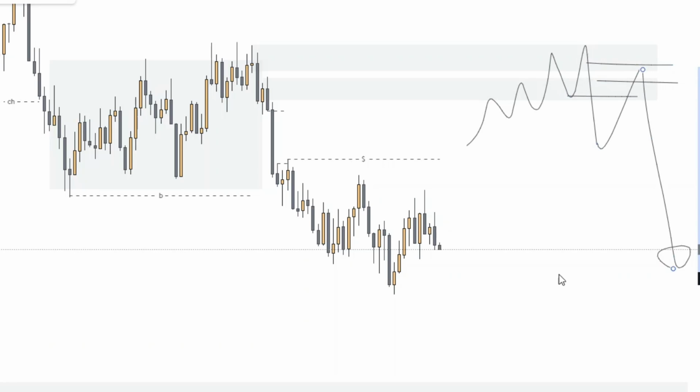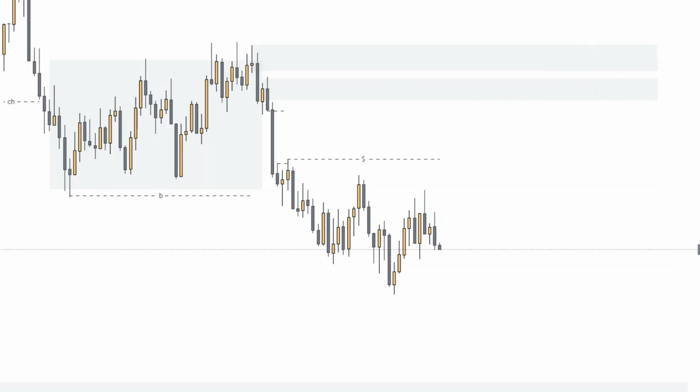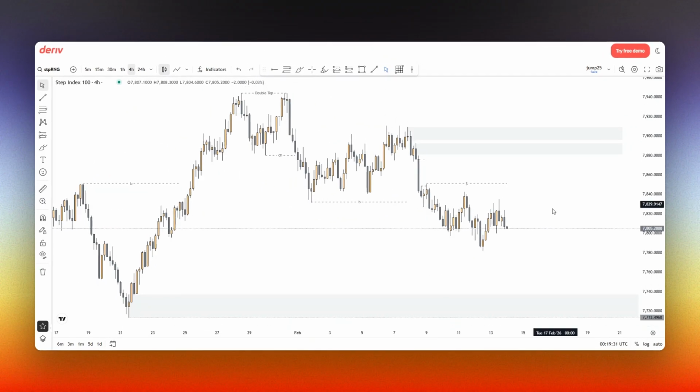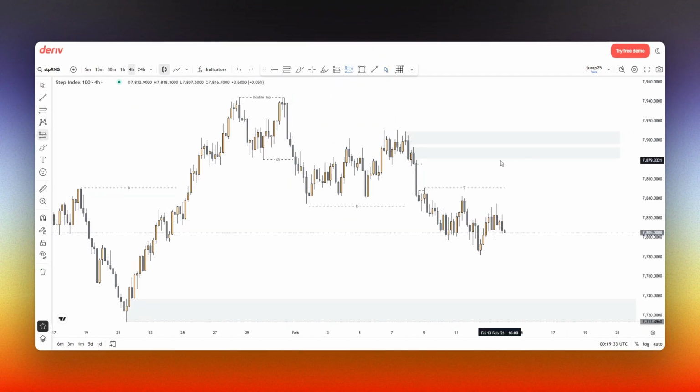This is our entry, an entry setup, if I could say. So there's something I'll be taking into consideration, something I'll be looking for.